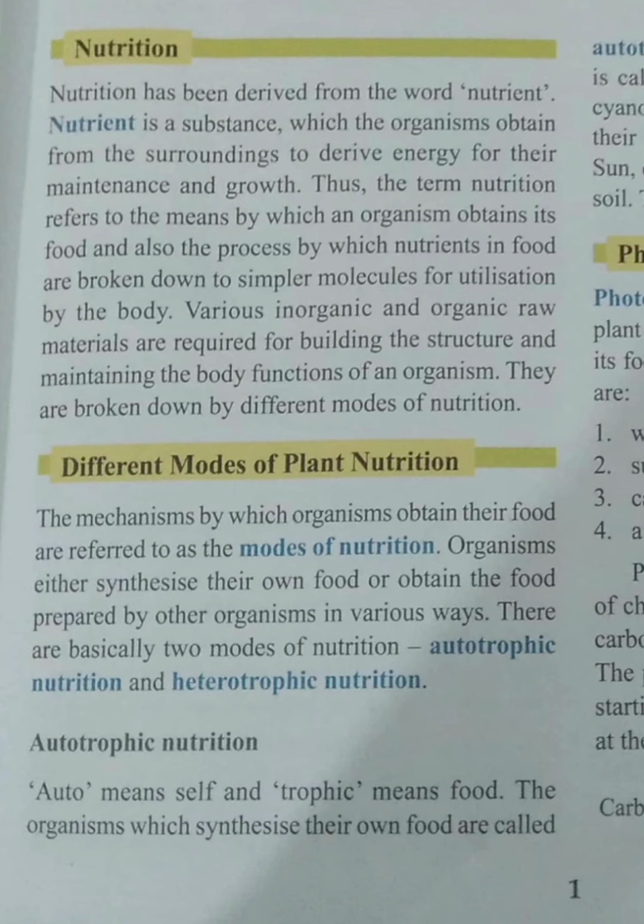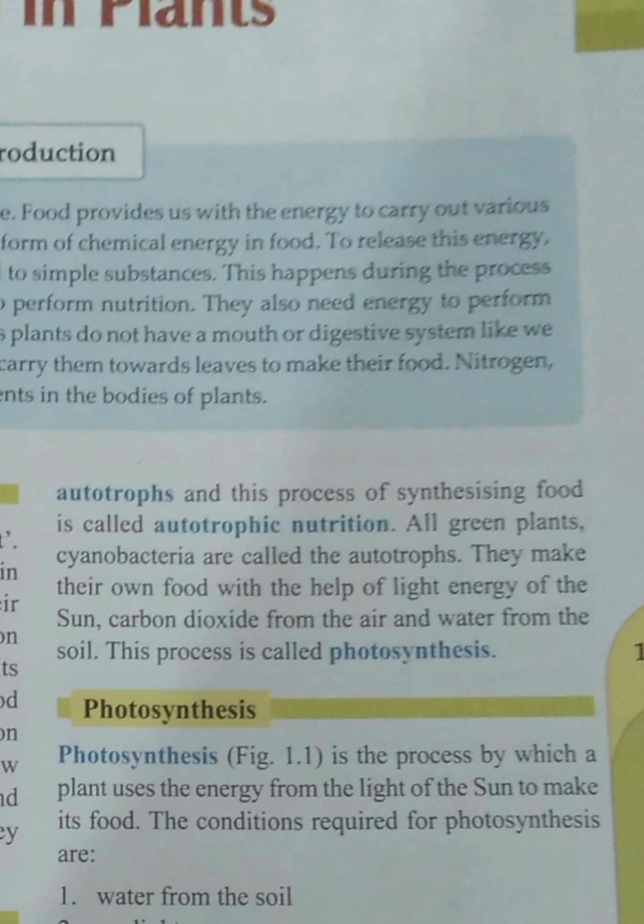Organisms either synthesize their own food or obtain food prepared by another organism in various ways. There are basically two modes of nutrition: autotrophic nutrition and heterotrophic nutrition. Autotrophic nutrition. Auto means self and trophic means food. The organisms which synthesize their own food are called autotrophs, and this process of synthesizing food is called autotrophic nutrition.